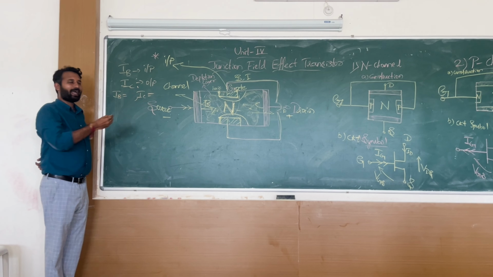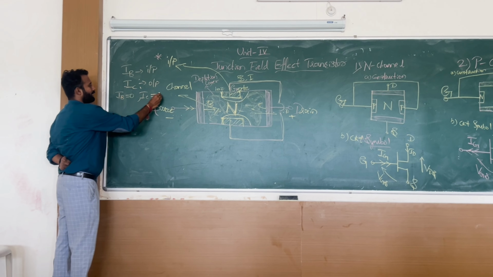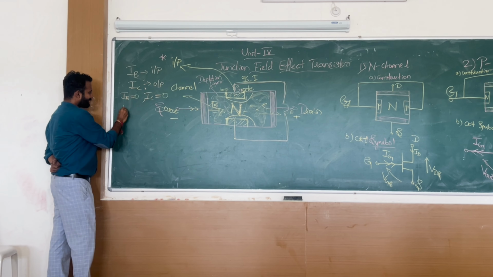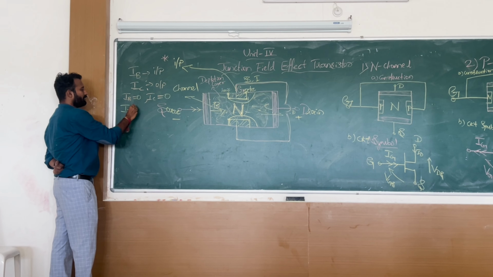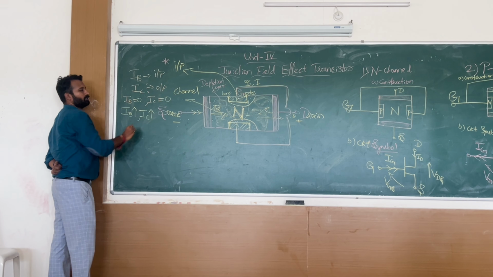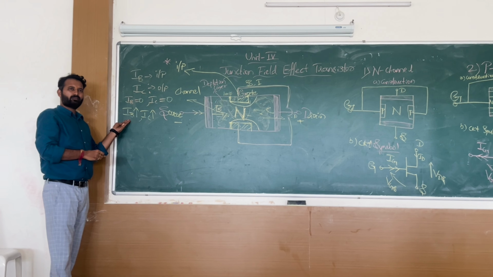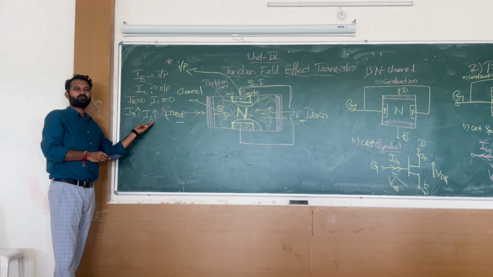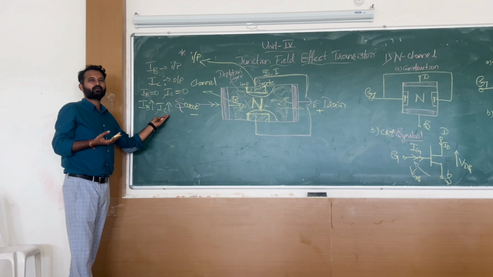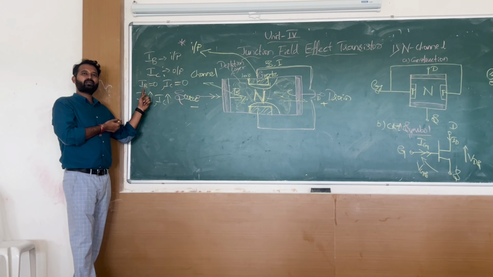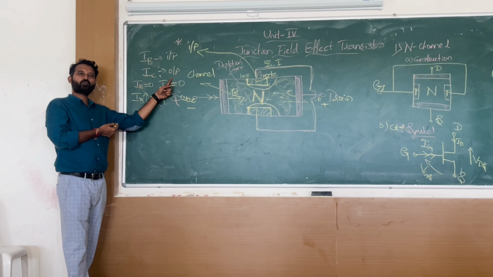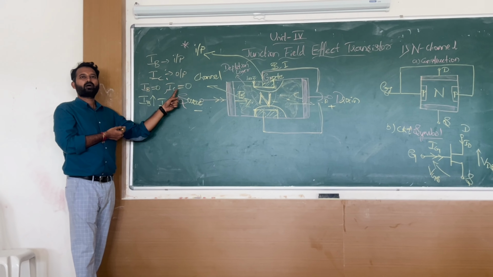I will tell you. IB is 0 and IC is also 0 in the cutoff region. In the saturation region, if you increase IB, IC also increases. If IB is somewhat 40 microampere, IC will be 10 or 15 milliampere. Listen here, IB is 0, IB is what? Input current. What is IC? Output current. Input is 0, output is 0.